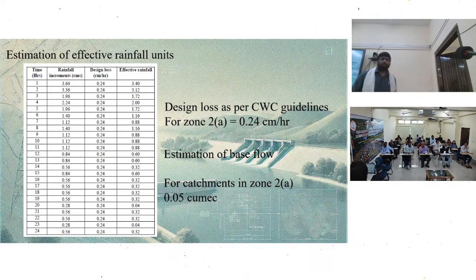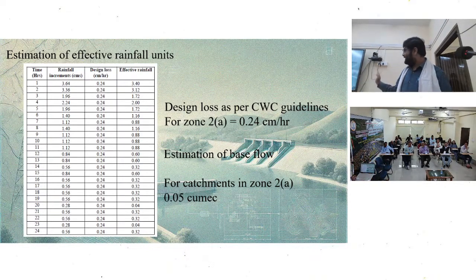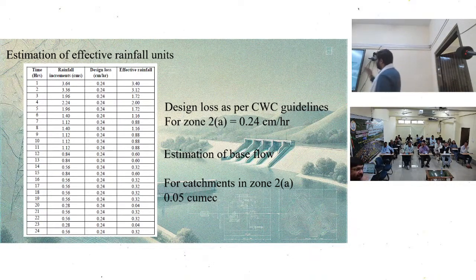For the calculation of base flow, there are always multiple methods. You have base flow separation from the hydrograph. You can always use that. But this is the standard method that we will be using. So once you have the rainfall, you have the design loss, you have the effective rainfall, now you have the effective rainfall graph for 24 hours.